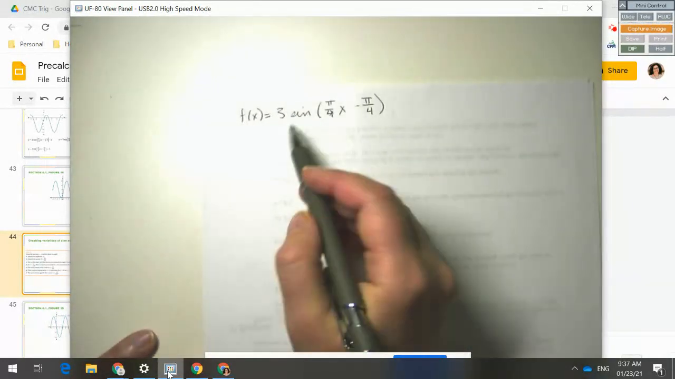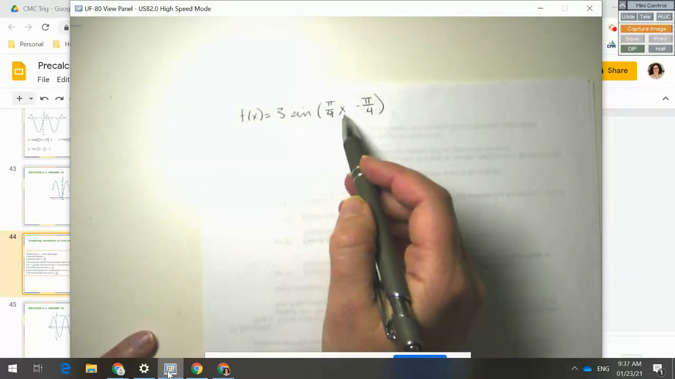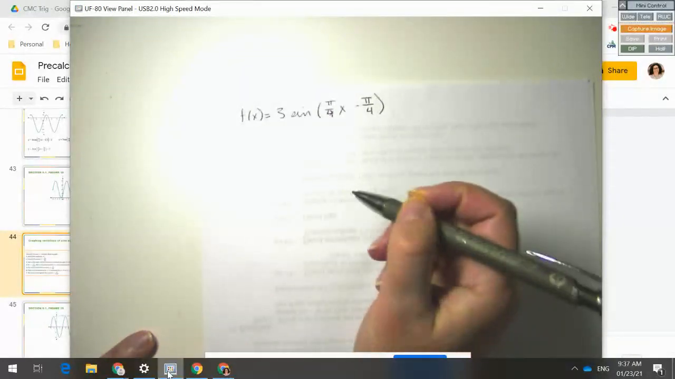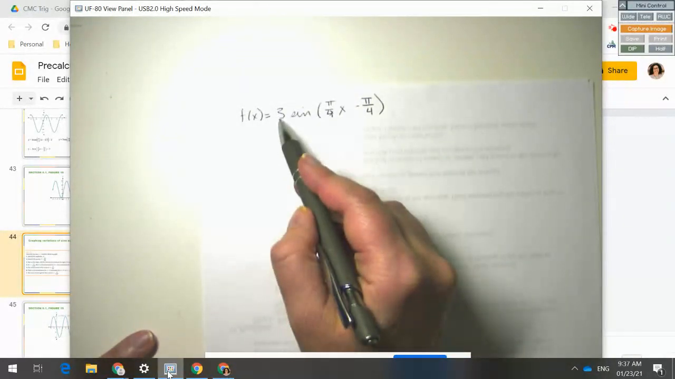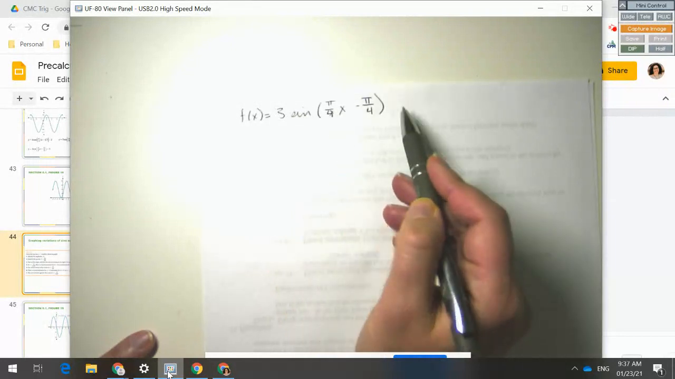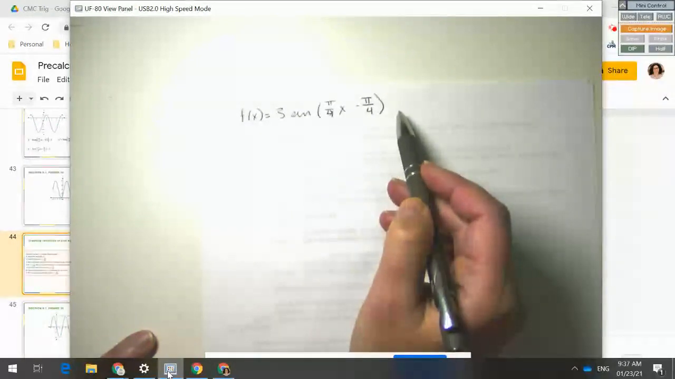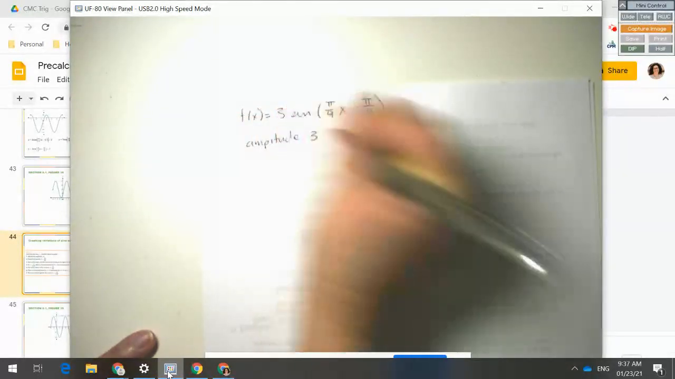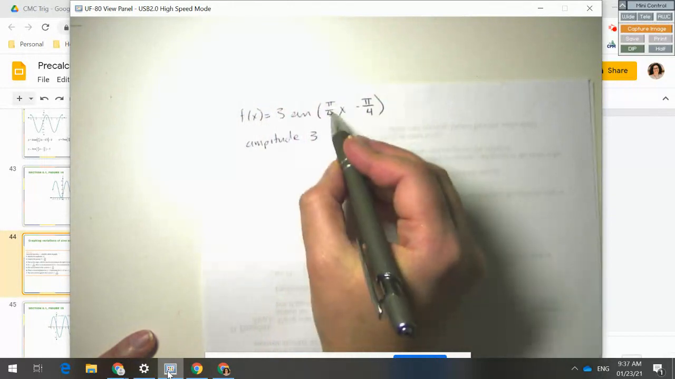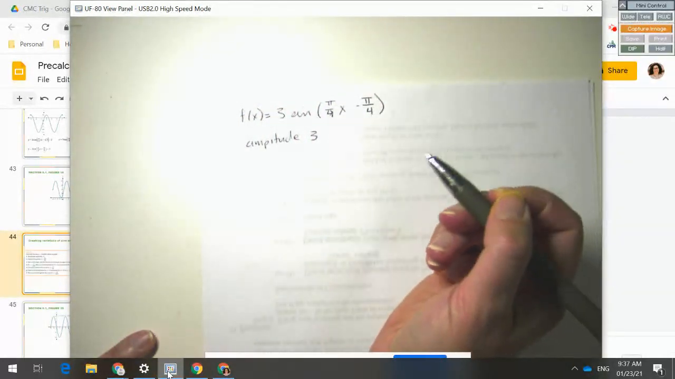All right, let's do another one. F of x equals 3 times sine of pi over 4 x minus pi fourths. So here, this is our A, B, C, and D. We have no D, so there's no vertical shift. We could right away say our amplitude is 3. Our B is pi fourths and our C is negative pi fourths.